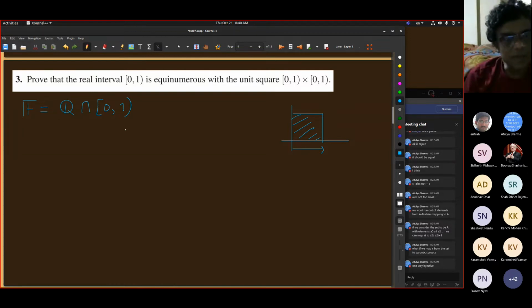What is the size of this set? This Q is countable, right? And this is a subset of Q. So F is also countable. So if I take out a countable quantity from this uncountable set, by the previous exercise, the size of this and the size of the original set are the same.